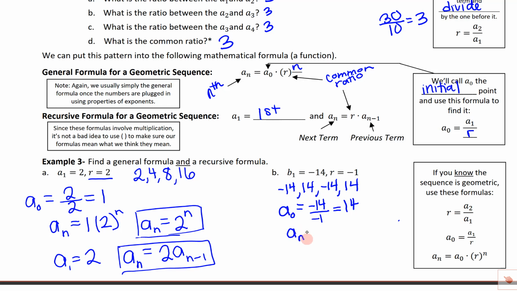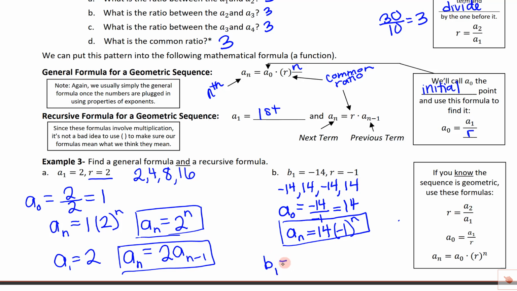So a sub n equals, and then I put my a sub 0 here, 14 times r, which was given to us, -1 to the nth power. So that would be my general formula. And sorry, I always default to A. This one we used B, and my brain automatically goes back to A. So on the second part, I'll make sure to use B.